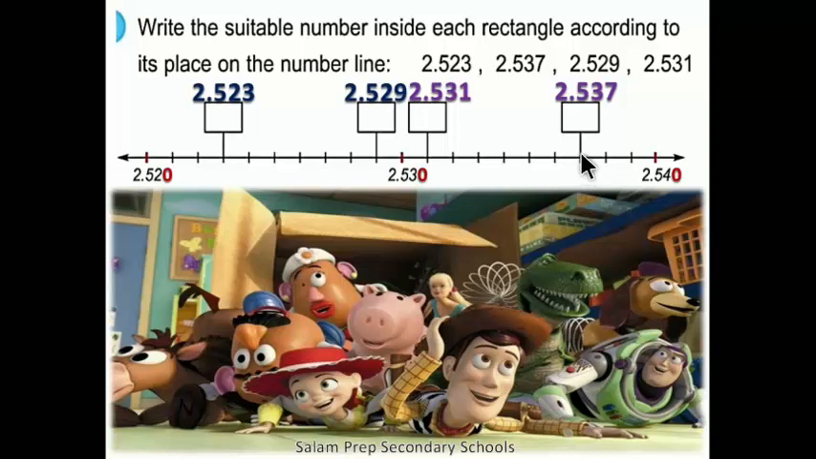537. So we will write 2 and 537. 538, 539, 540.